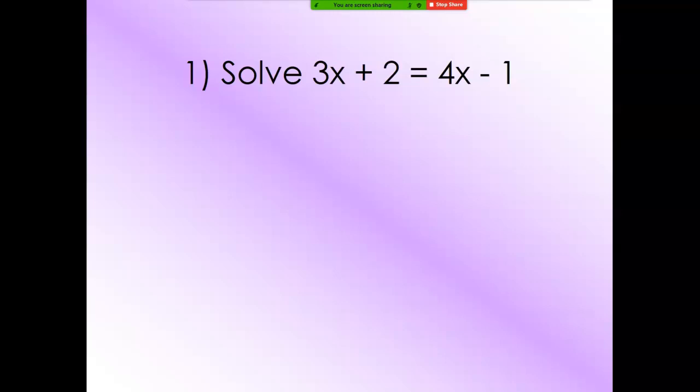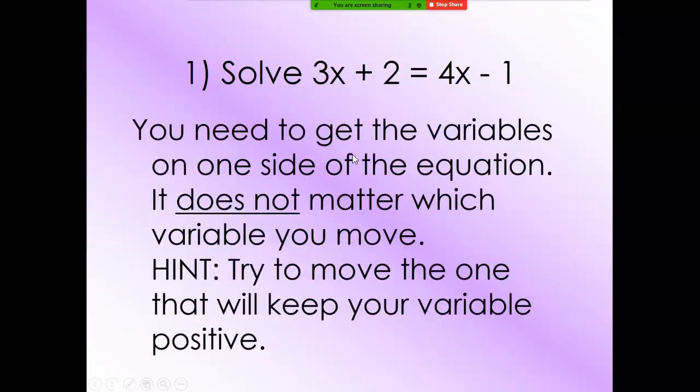So yesterday you heard me talk about drawing a river. I like to treat my equal sign as my river, so whatever I do to the left side, I have to do to the right. So I also, one of my hints is that I try to move the variable that's going to keep my numbers positive. So like in this case, if I move 4, it's going to make my x's negative. But if I move the 3x, it'll make my x's positive when I move them to the other side. So I always try to look for the variable that's going to keep my variable positive when I move it.